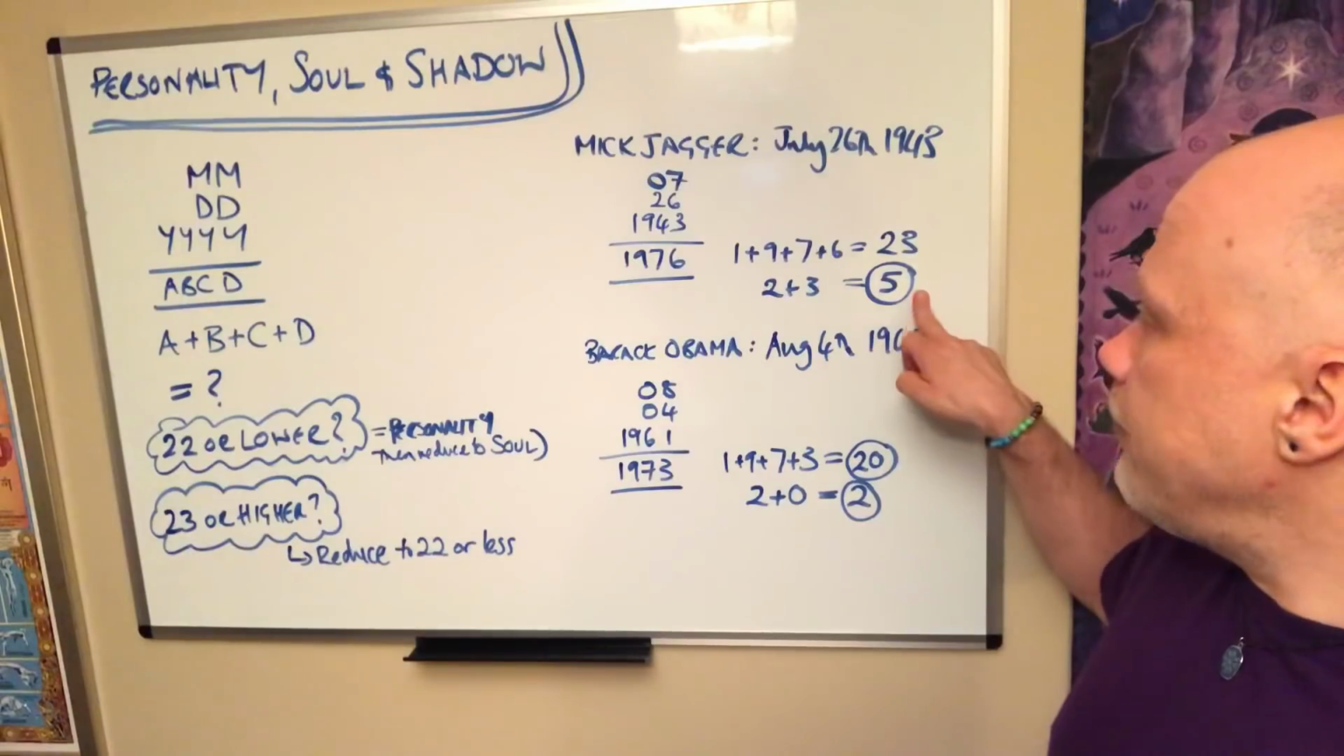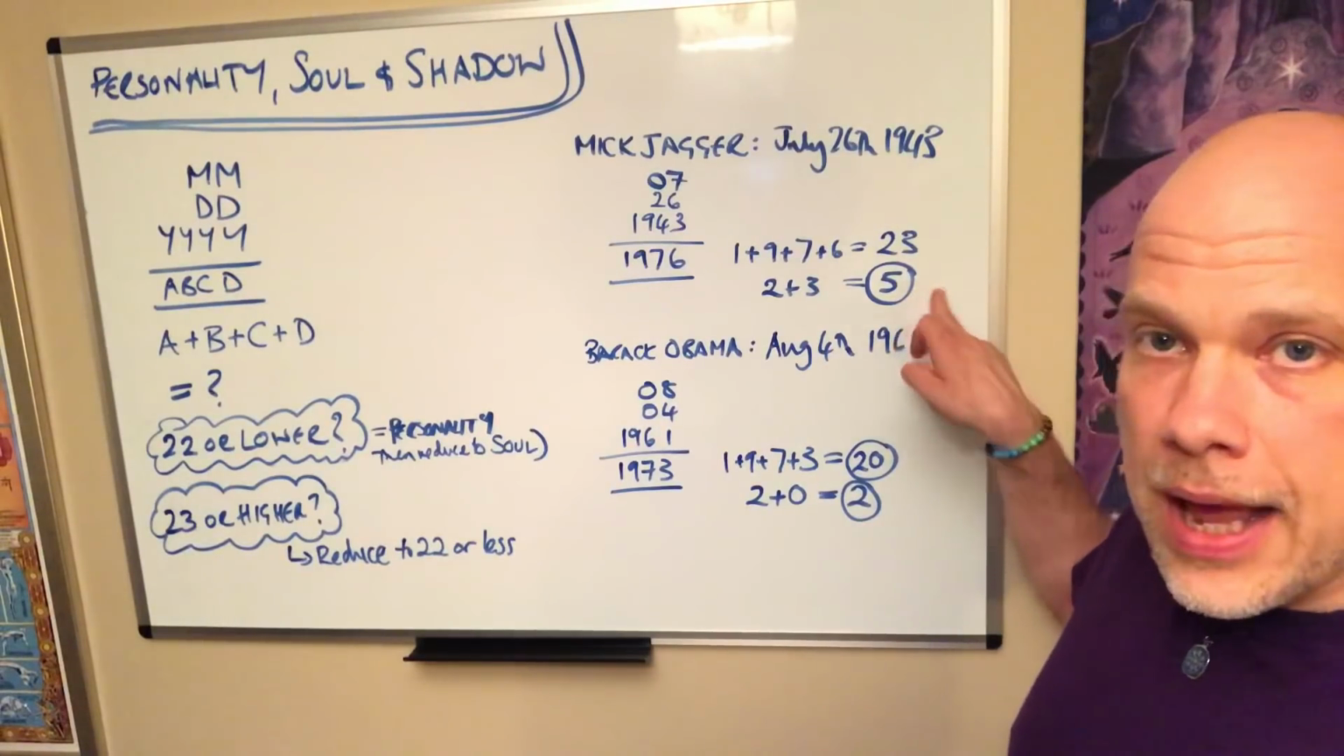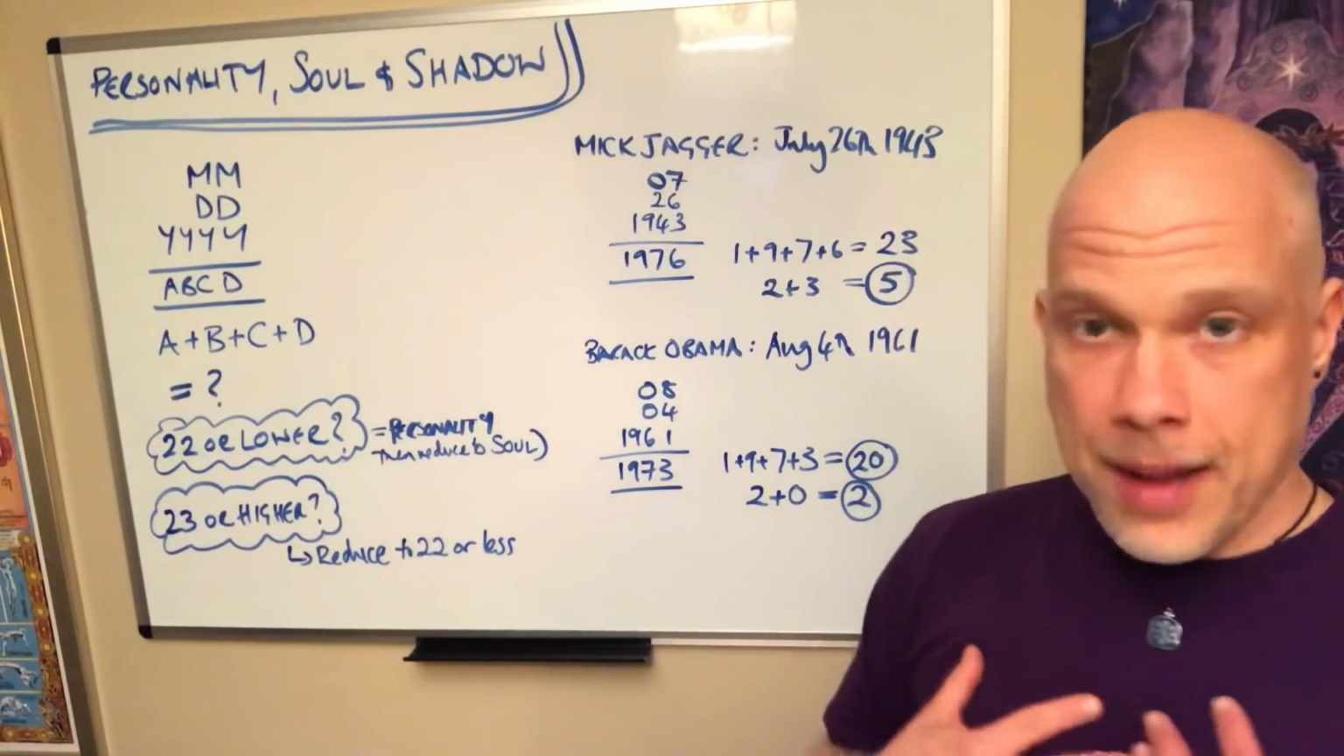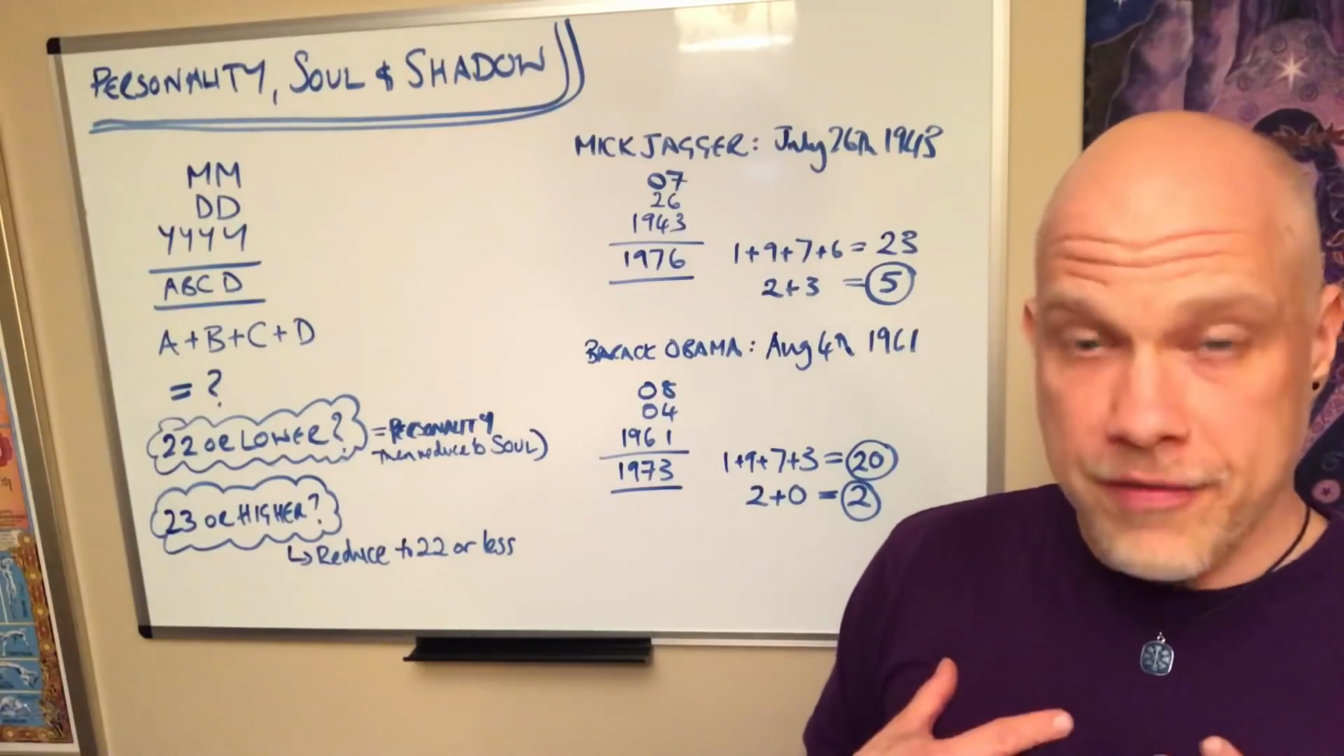2 plus 3 is 5. So he is a Hierophant. And he is a Hierophant, like I'm a Chariot, he is a Hierophant.